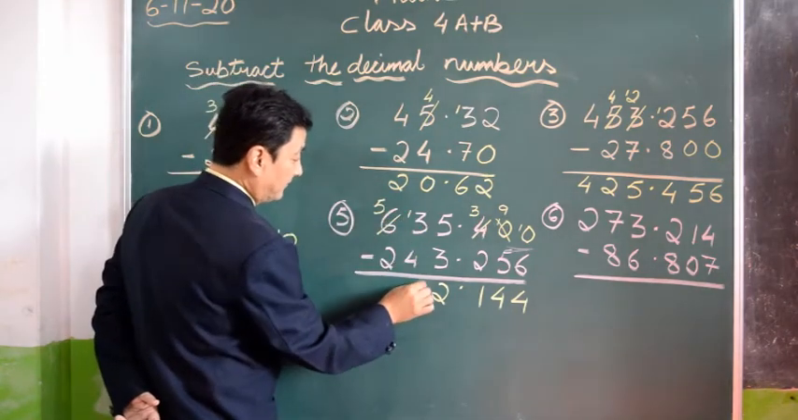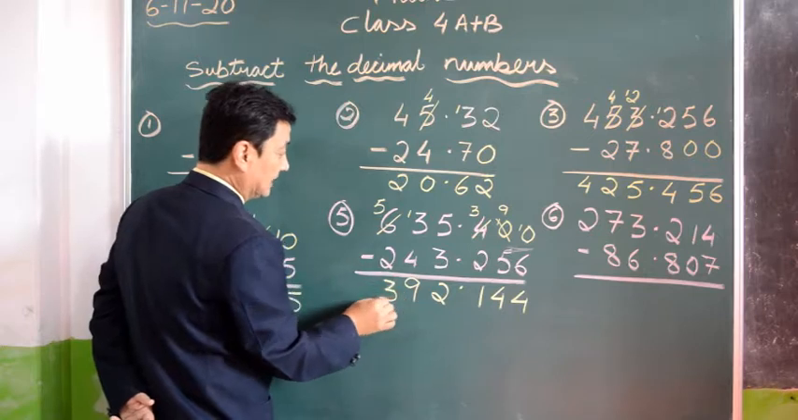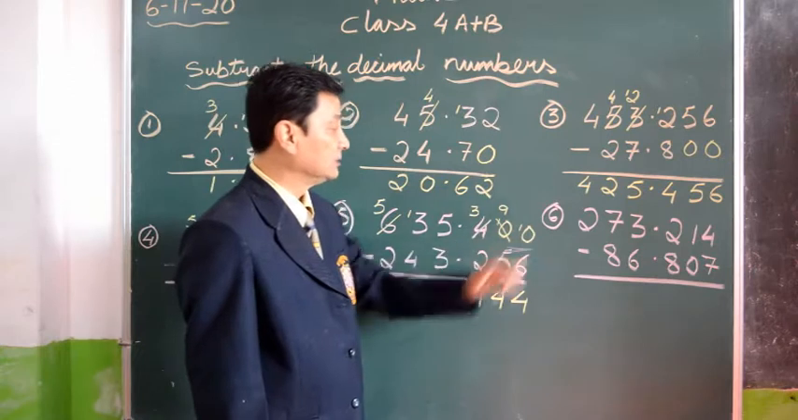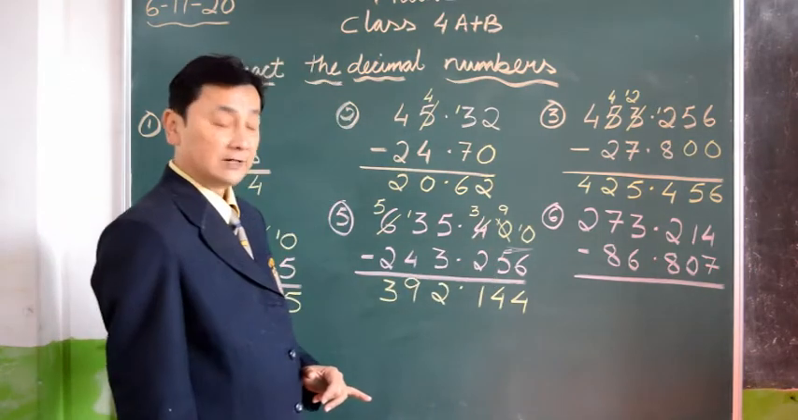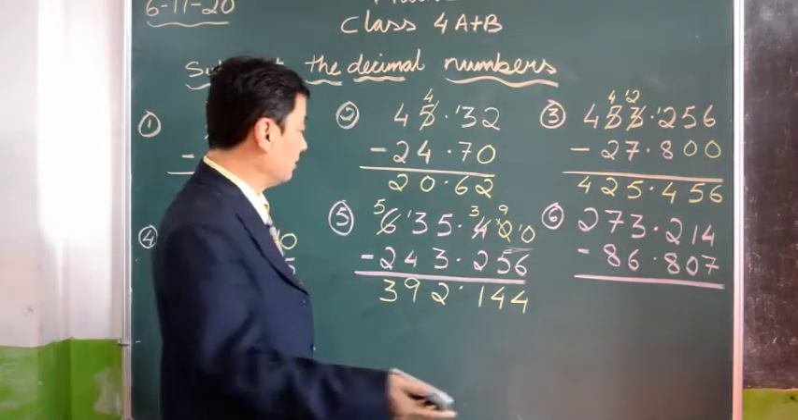13 minus 4, 9. 5 minus 2, 3. So that's how we borrow, and that's how we add zeros when there are no numbers. Okay, did you understand that? So should we do it once more? Okay.